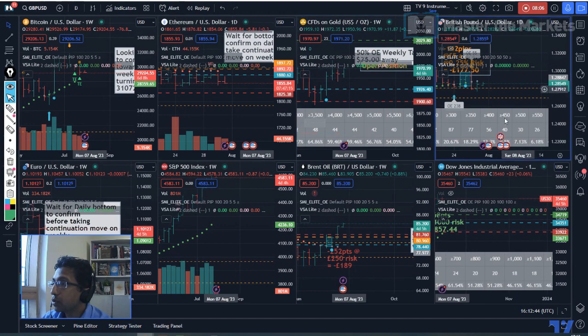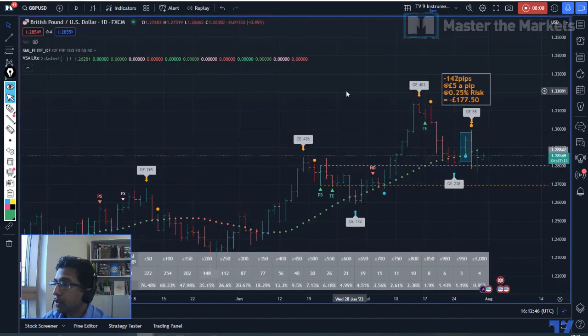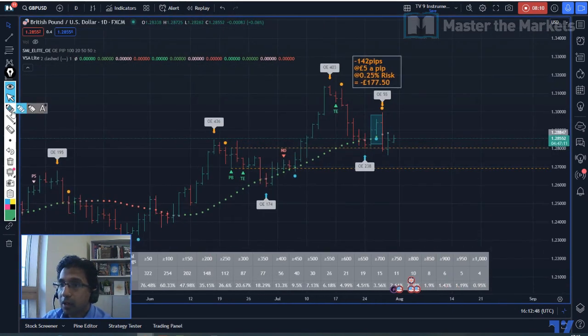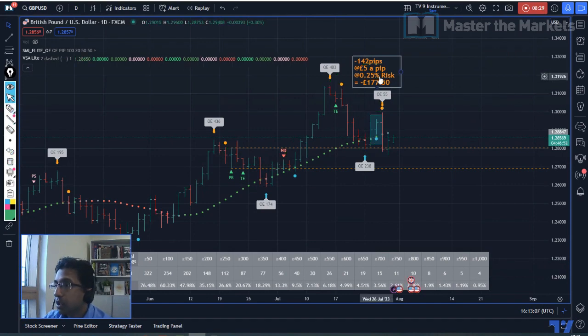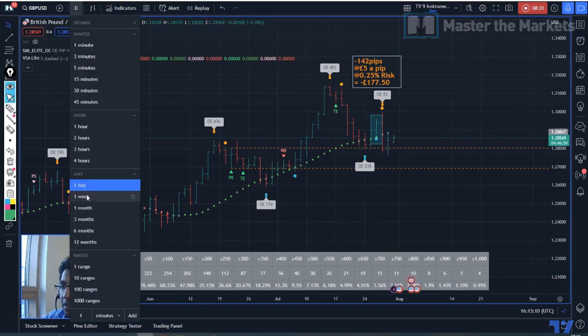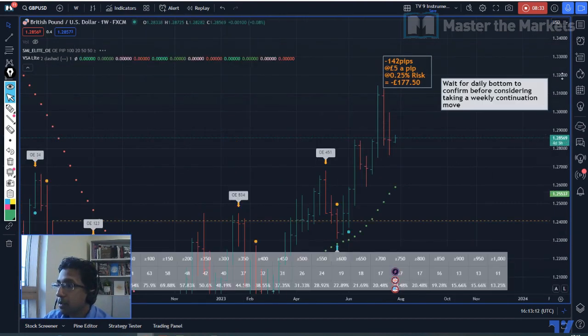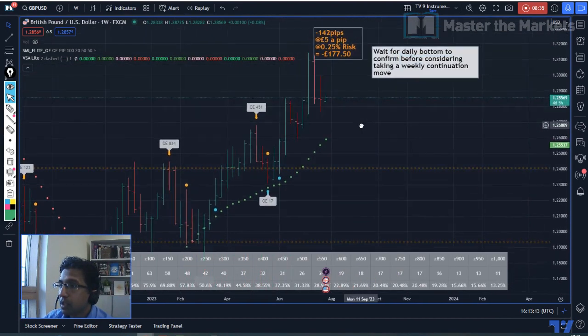Now let's go on to the British pound, GBP USD. We took a bit of a loss on this one here, minus 142. We took it on this signal here, as you can see. Uptrend, bottom to top, confirm, UTP1. Checked it on the weekly, continuation move as well. However, we took it at a much lesser risk. And the reason for that, I'll show you why. Because look, open equity was diminishing, right?